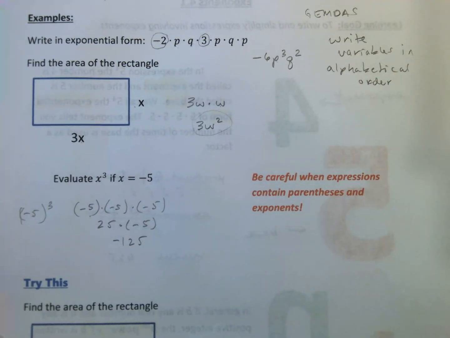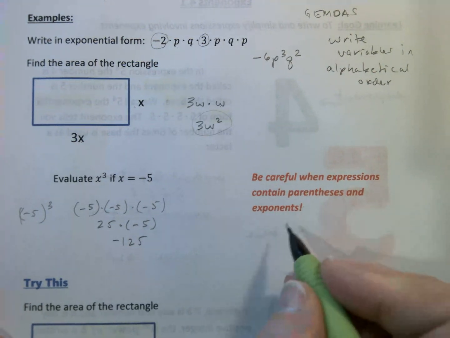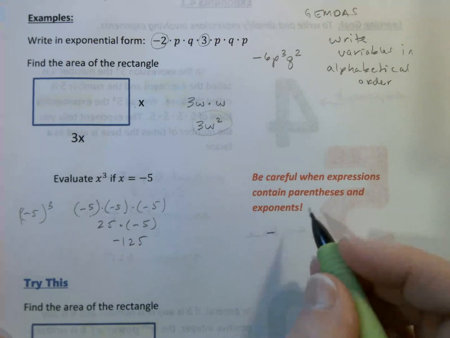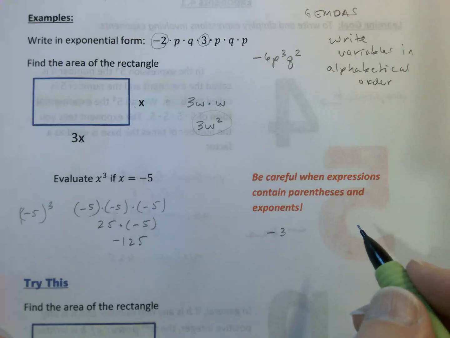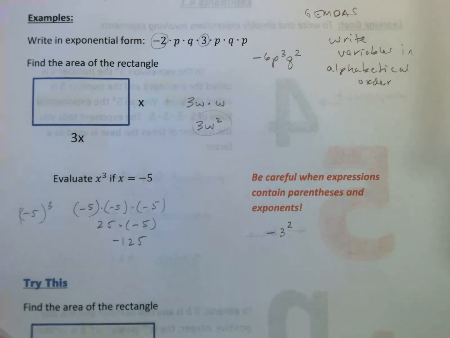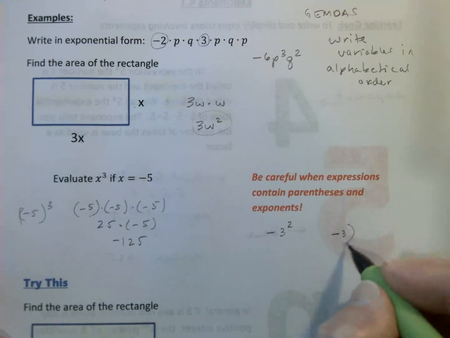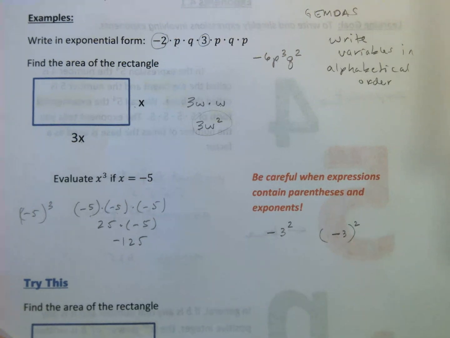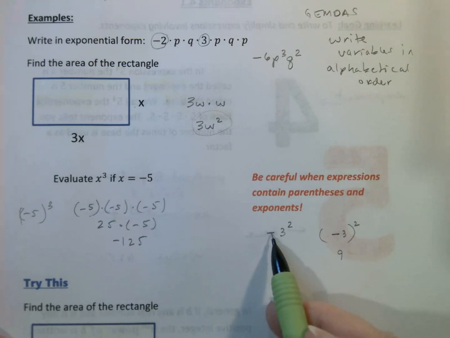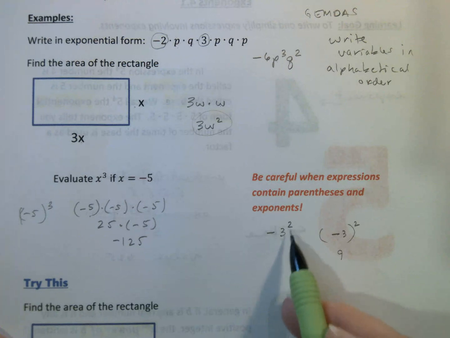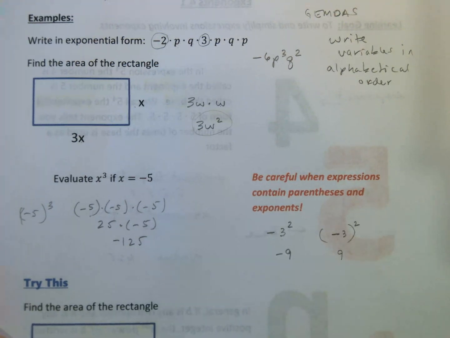We have this nice glaring warning here. It says, be careful when expressions contain parentheses and exponents. So let me show you an example. If I have (-3) to the second power, and I have -3 to the second power, these are going to give me two different answers. (-3) times (-3) is +9. The other is saying the opposite of 3 squared. Well, 3 squared is 9, so this is going to be -9.